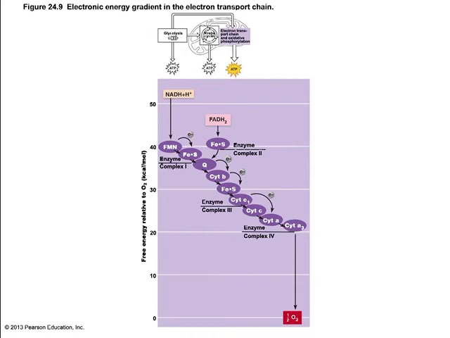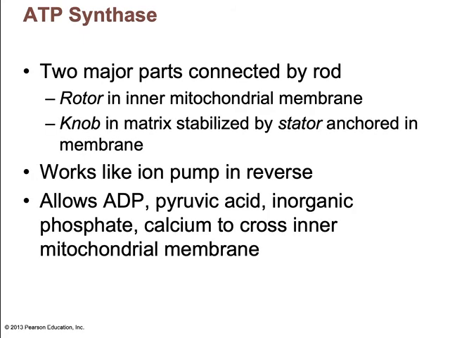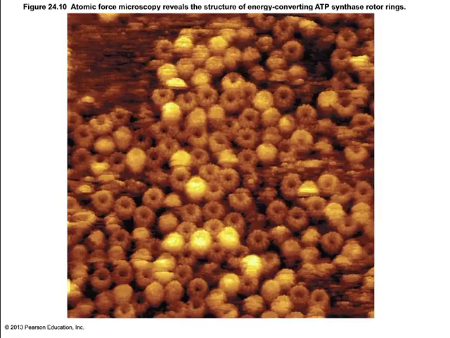The electrons change their location. As they change their location, they change their energy content. The energy lost is used to produce that proton gradient across the intermitochondrial membrane. Okay? ATP synthase has 2 parts, the rotor in the intermitochondrial membrane and the knob which is in the matrix. And what happens as current flows through it is that we turn the rotor. The knob is where the ATP synthesis is located. This also allows ADP, pyruvate, and inorganic phosphate to cross the intermitochondrial membrane and make it into the matrix.